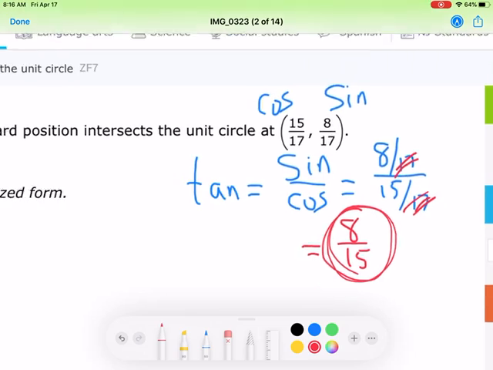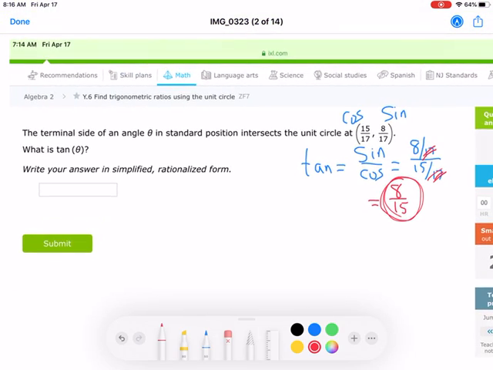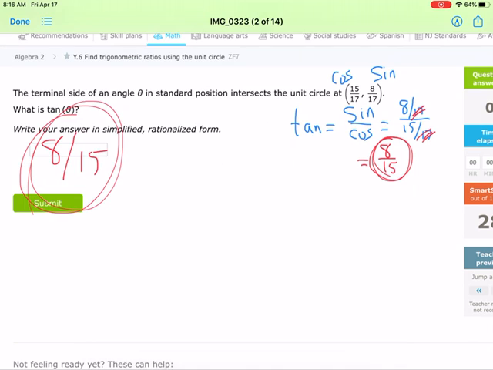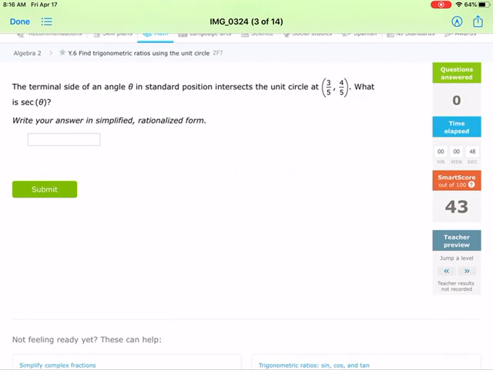The tangent of any coordinate is sine over cosine. Sine is 8/17, cosine is 15/17. So you divide them. They have the same denominator, so they go away. You're left with 8/15, and that would be your answer. Done.